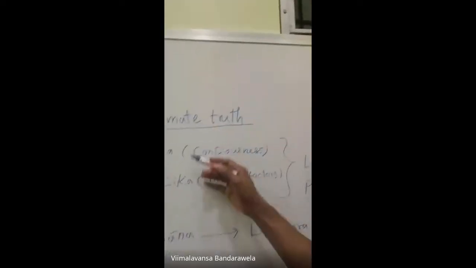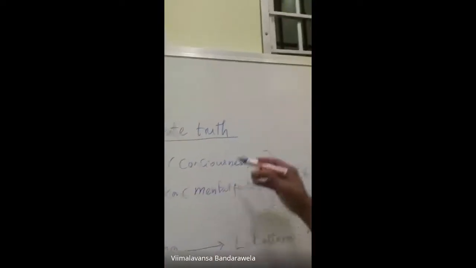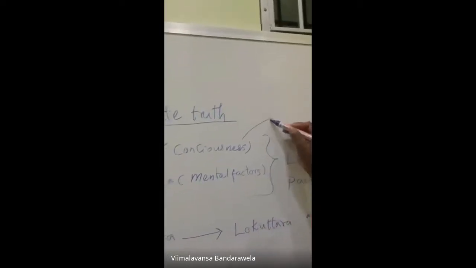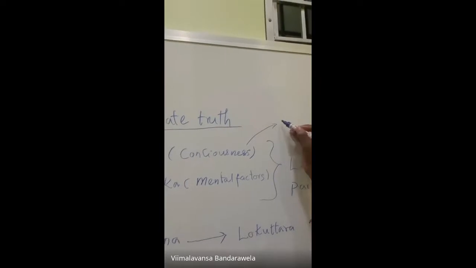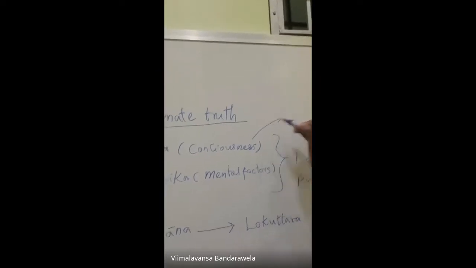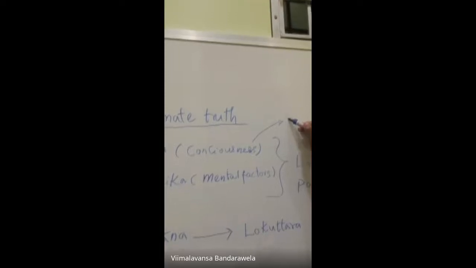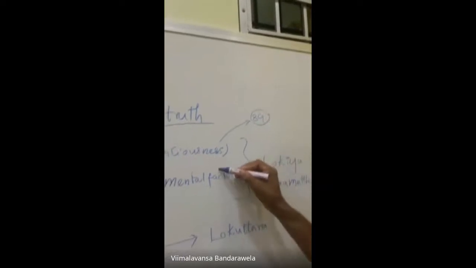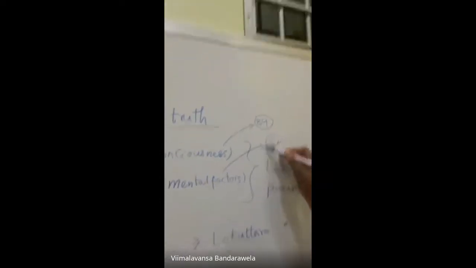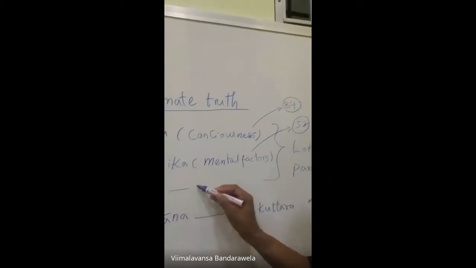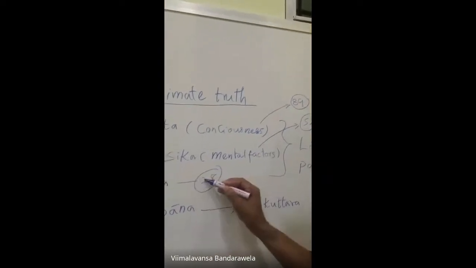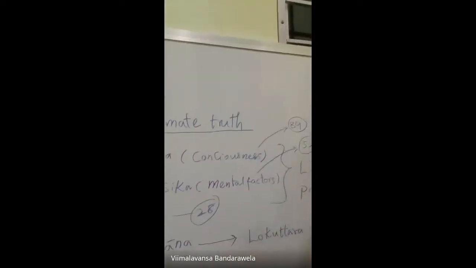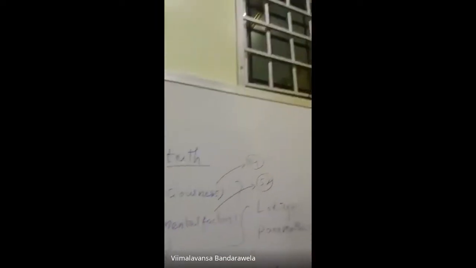So we need to know all these things. In the concise method, or the summary method, you have 89 consciousnesses. You have 52 mental factors. You have 28 types of rupa. Nibbana is only one.